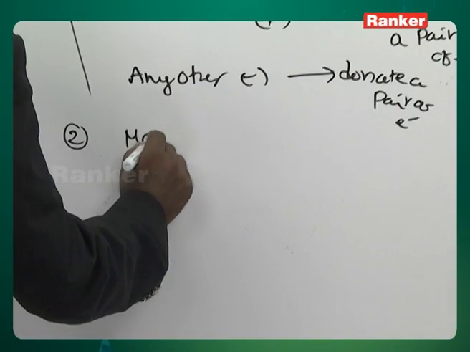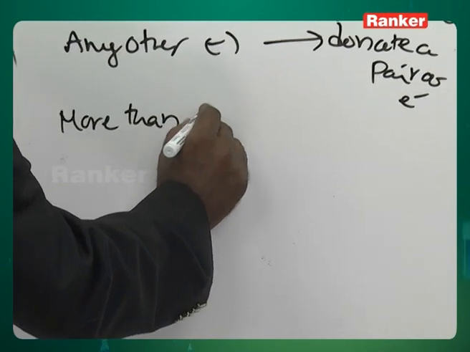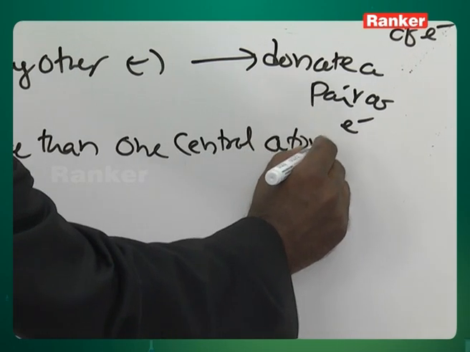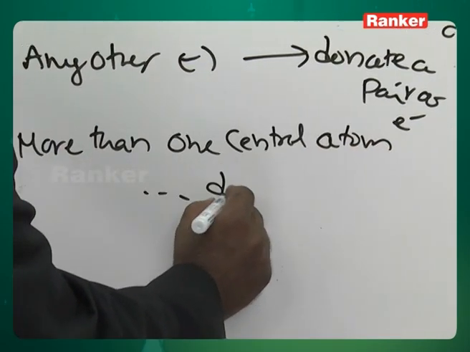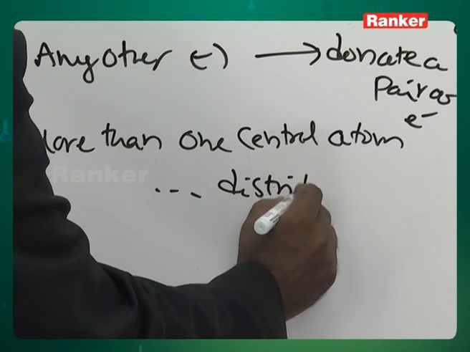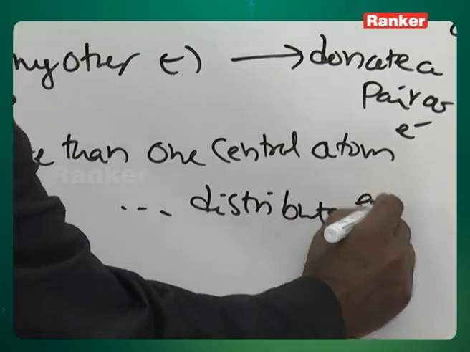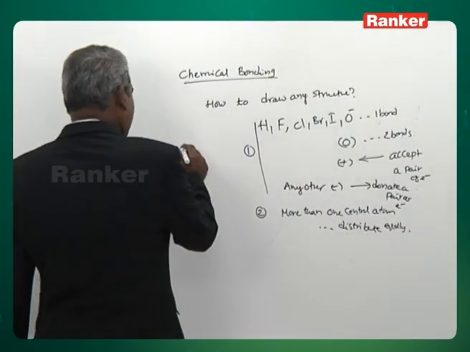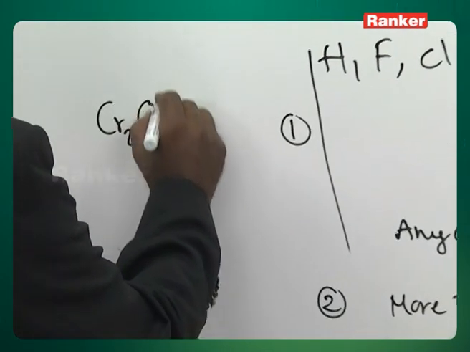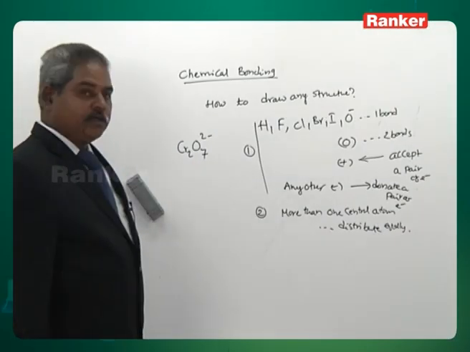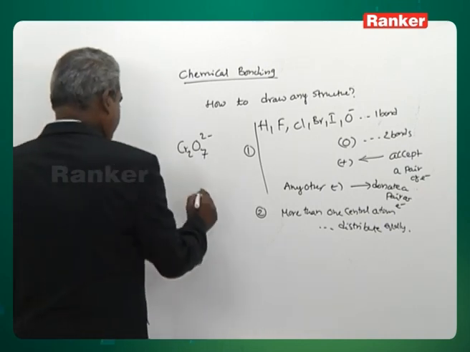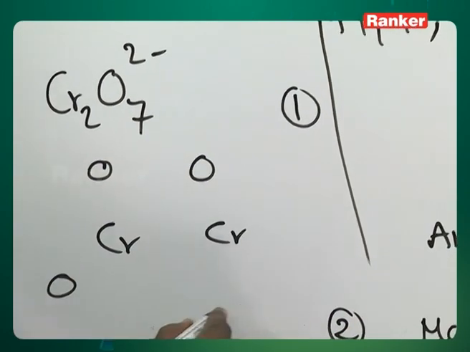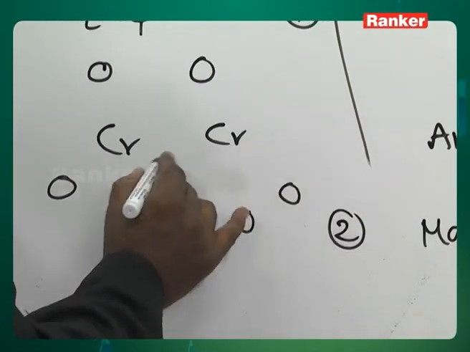More than one central atom. Suppose there are more than one central atoms, then distribute all other atoms equally. Distribute equally. Example: Cr2O7 2 minus. You have 2 chromiums, 7 oxygens, 1, 2, 3, 4, 5, 6, 7.